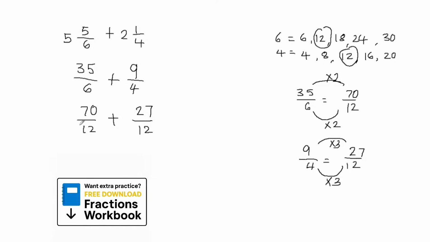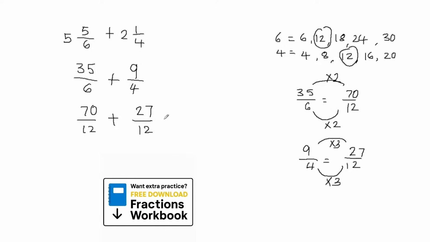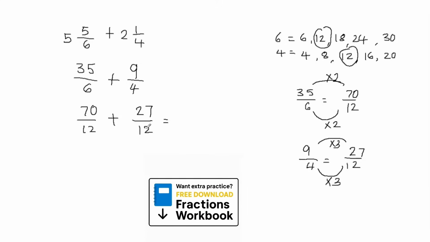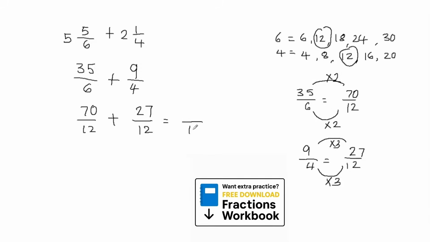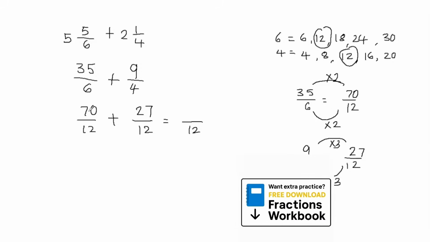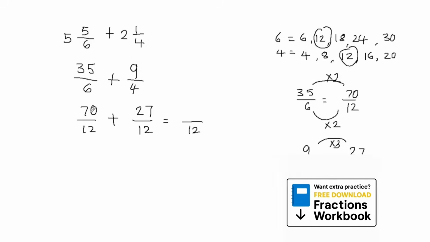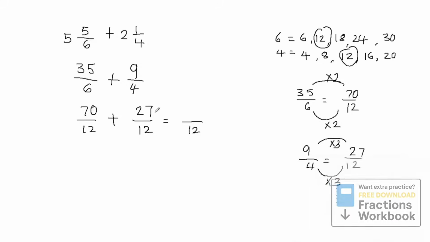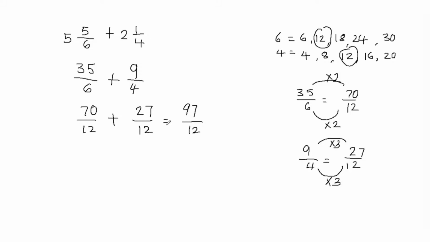And now you see that I got the denominators equal, so I can go ahead and add the fractions. So my denominator is not going to change, it's going to stay 12. And we're going to add the numerators. So 70 plus 27 is going to give me 97. So I got 97 over 12. Now you can see that this is an improper fraction because my numerator is greater than the denominator. And we cannot leave our answer in this form, so we're going to change this into a mixed fraction.